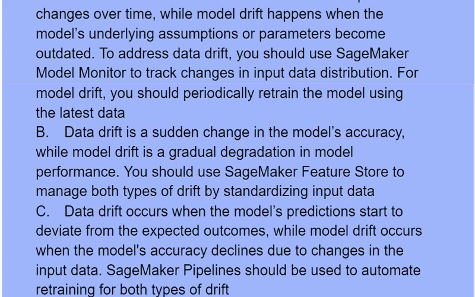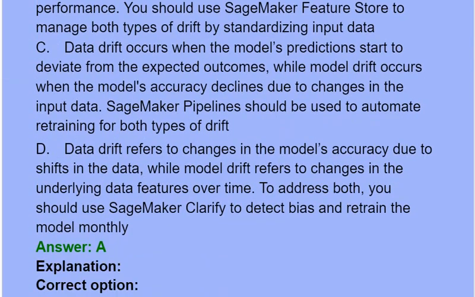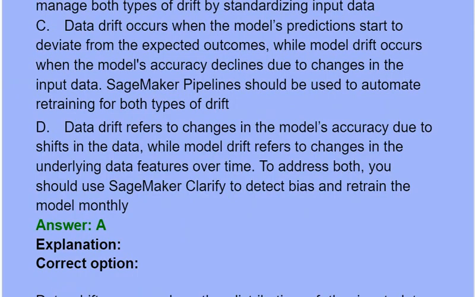SageMaker Pipelines should be used to automate retraining for both types of drift. Option D, data drift refers to changes in the model's accuracy due to shifts in the data, while model drift refers to changes in the underlying data features over time. To address both, you should use SageMaker Clarify to detect bias and retrain the model monthly. Correct answer is option A.